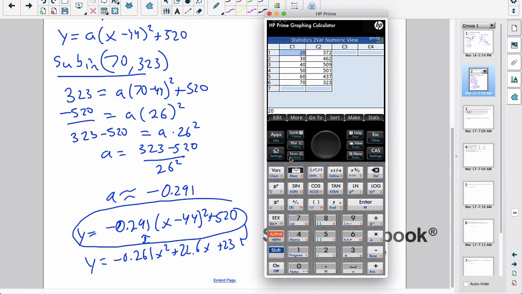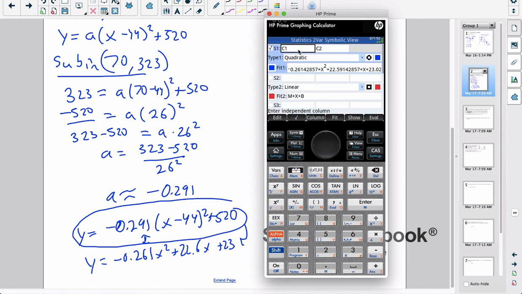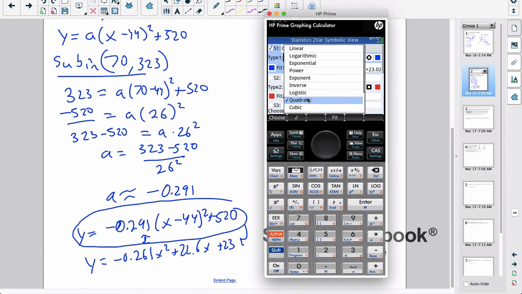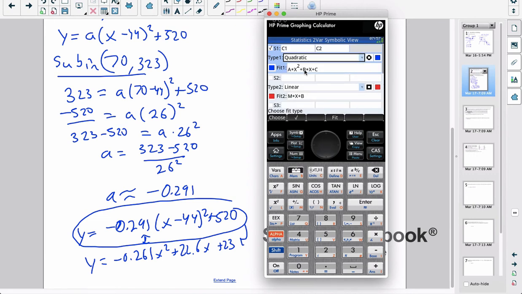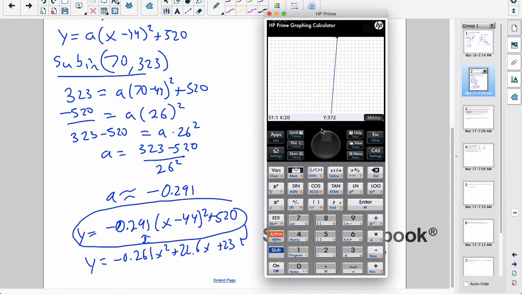Then we go to symbol. This is probably already set on linear. Make sure this says C1 and C2, where you have all your data written down. Make sure this says quadratic, and then we'll show general quadratic here. Maybe you click fit. No, never mind. I think fit means you can actually see it or something.